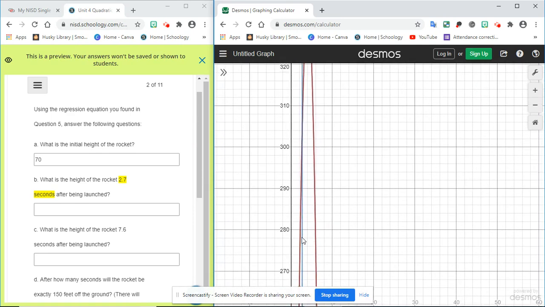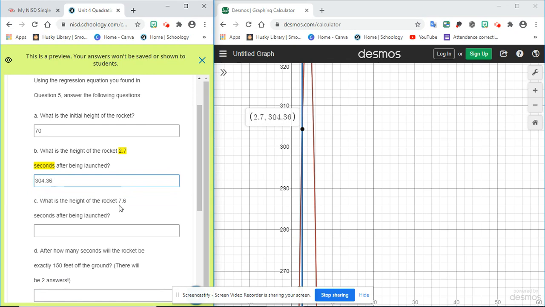Now all I have to do is press the line. When you click on the line, you see this gray dot that appeared? That gray dot is the intersection. That's my answer. So after 2.7 seconds, the rocket is 304.36 feet in the air. And that's my answer, 304.36 feet in the air.